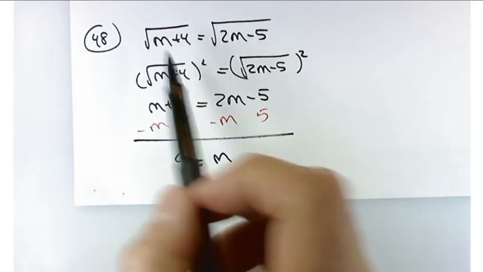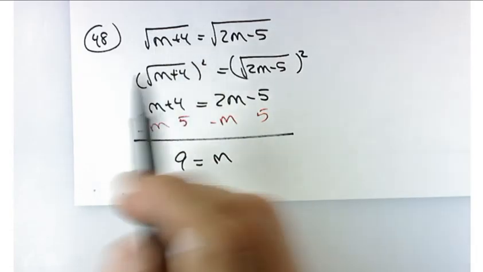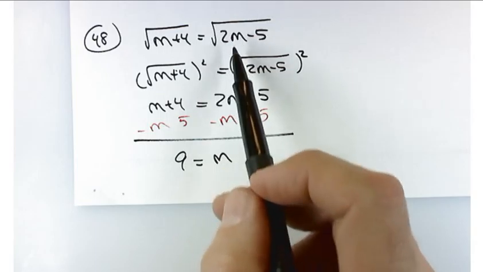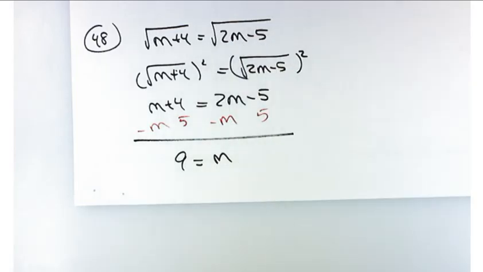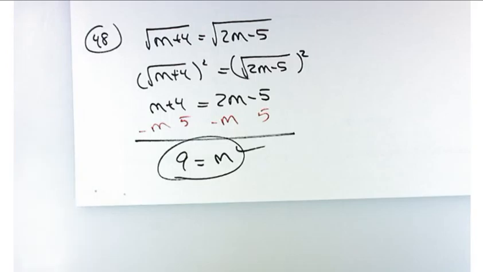M plus 4 is 13, so I get the square root of 13 on the left-hand side. 2 times 9 is 18, minus 5 is 13. So I get the square root of 13 equals the square root of 13. It checks, so it works on both sides. So kind of a nice friendly one there as we're winding down on this section.